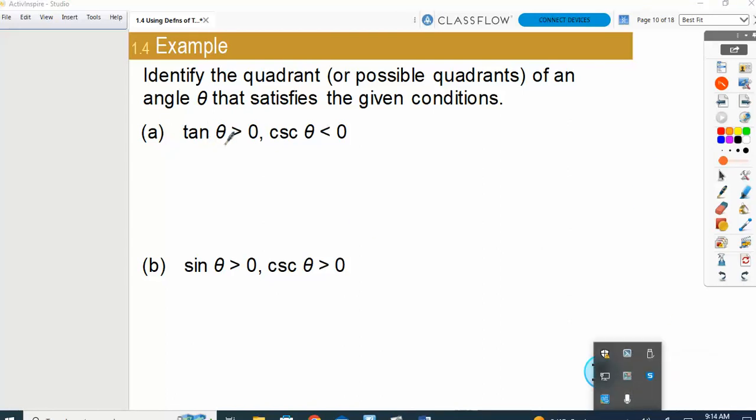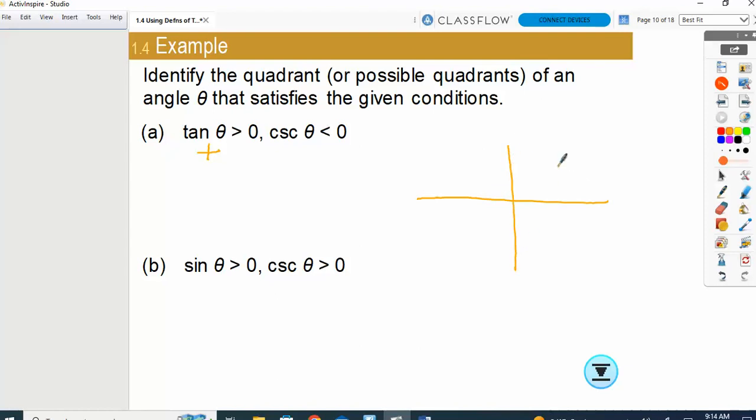If I say tangent of theta is greater than 0, what does that tell me? It's positive. Okay, so if I think about my quadrants, all students take calculus. I told you that every trig function is positive in 2 quadrants and negative in 2 quadrants. If tangent is positive, can you tell me which quadrants we would have to be in? We'd have to either be in the A, where they're all positive, or in T, where tangent is positive. So I already know right now it can't be quadrant 1 or 4.